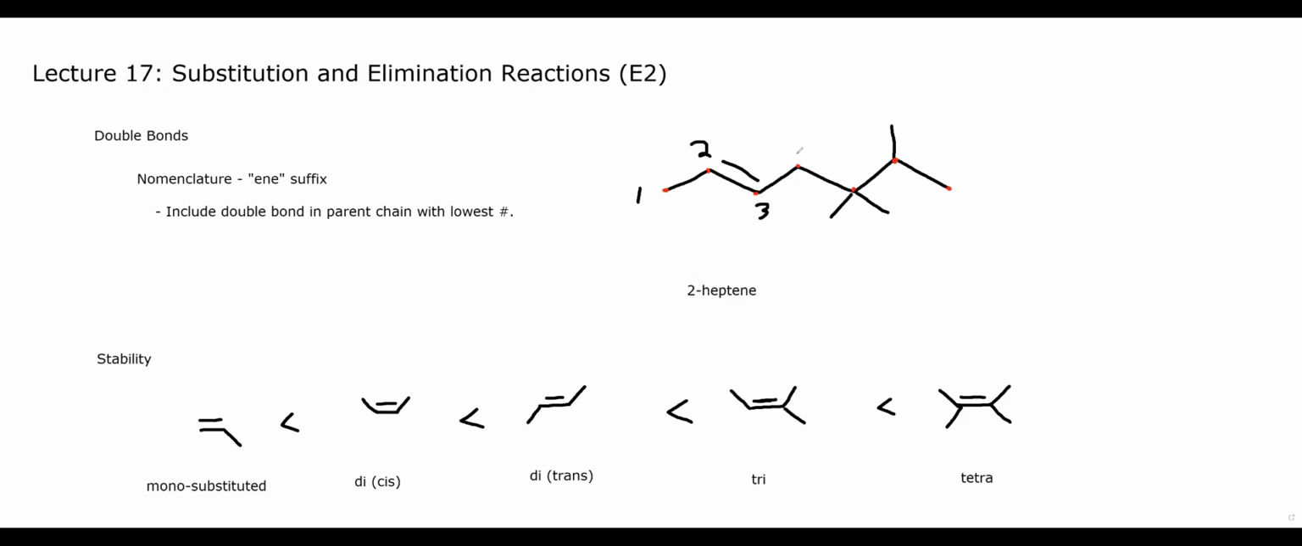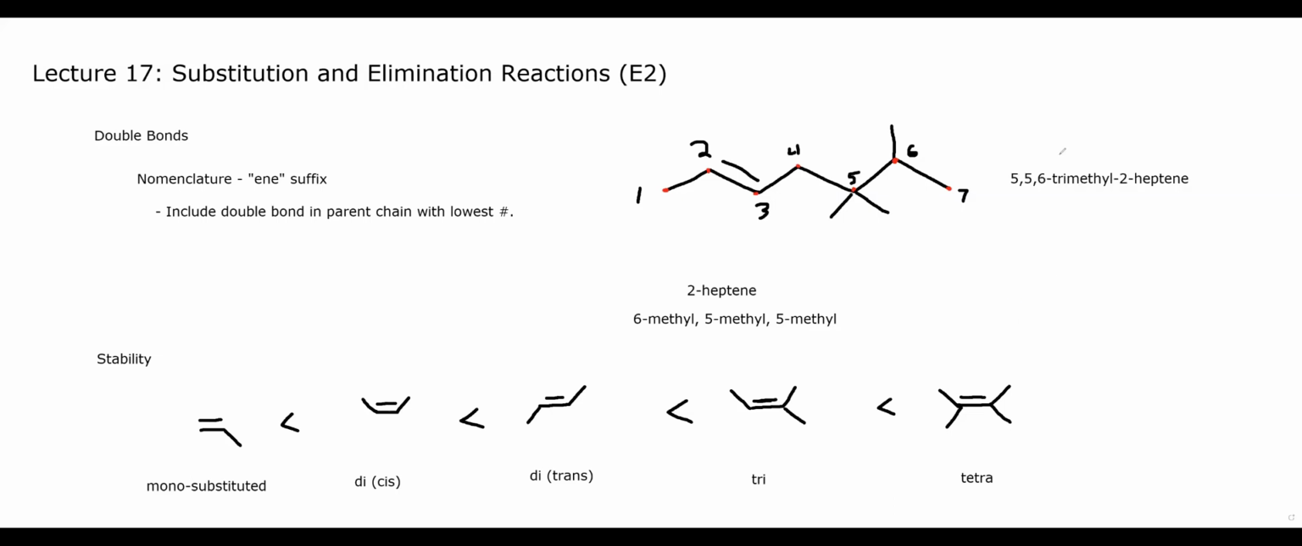Then we need to look at the other groups we have. 4, 5, 6, 7. We have a methyl group on carbon 6, right? So we have 6-methyl, and we also have 5-methyl. We have 2 methyl groups on the 5th carbon. We have a methyl group on the 6th carbon. So altogether, we would have 5, 5, 6-trimethyl-2-heptene. Okay, so that would be how you name double bonds.